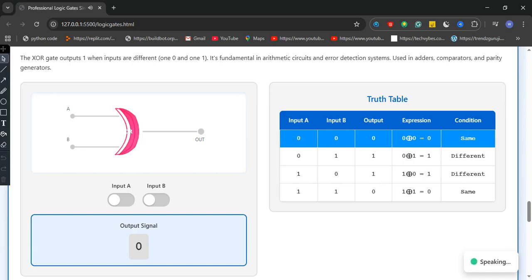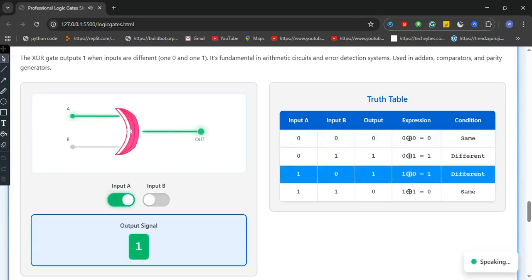The truth table shows that when inputs are different, 0 and 1, or 1 and 0, output is 1. When inputs are the same, both 0 or both 1, output is 0. XOR gates are essential in adders, subtractors, comparators, parity generators, and encryption circuits.